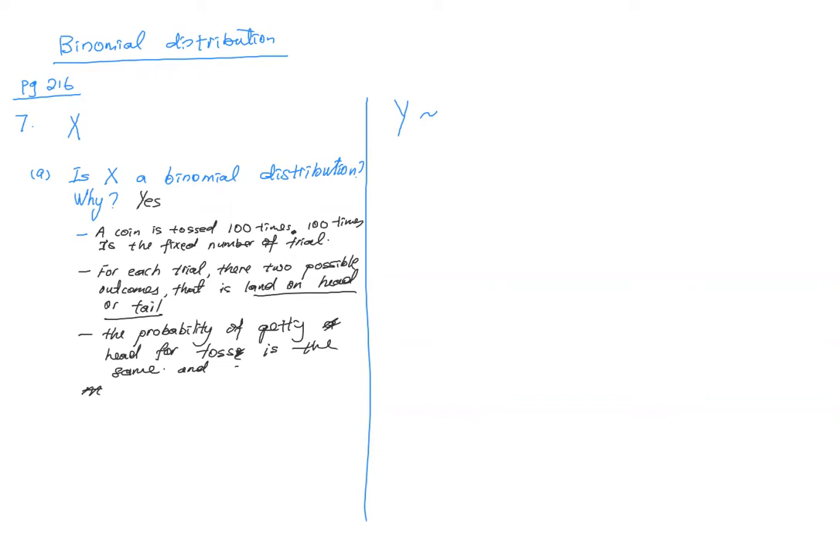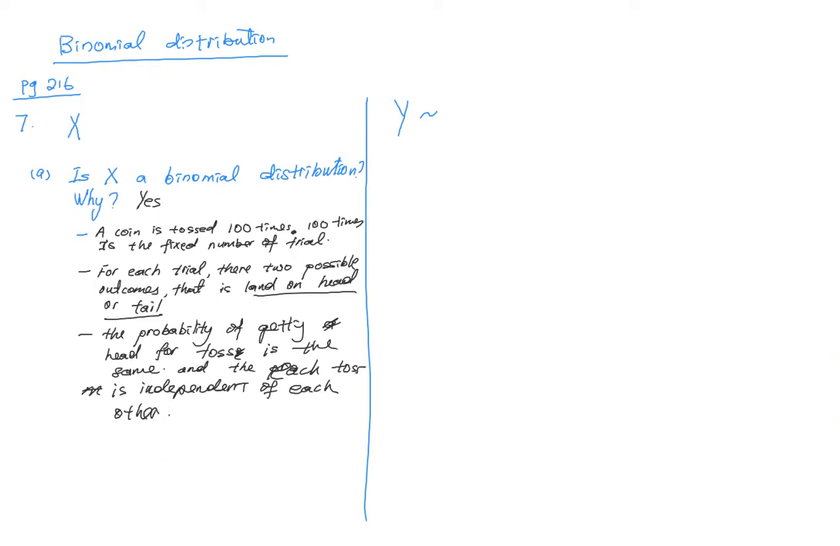And the probability, and each toss is independent of each other. So all must be contextual. Same goes with Y. I can ask you a question like that. Correct?